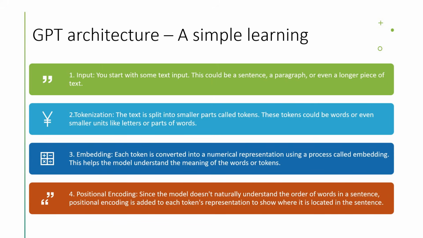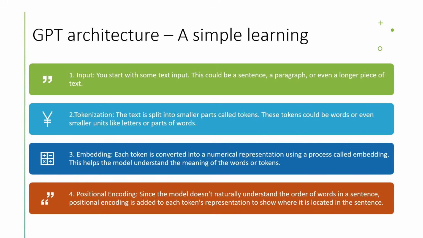First is input. You start with some text input. You are feeding some prompt input. This could be a sentence, a paragraph, or a longer piece of text. The next immediate step that comes into the picture is tokenization. The text that you have fed in is split into smaller parts called tokens. These tokens could be words or even smaller units like letters or parts of a word.